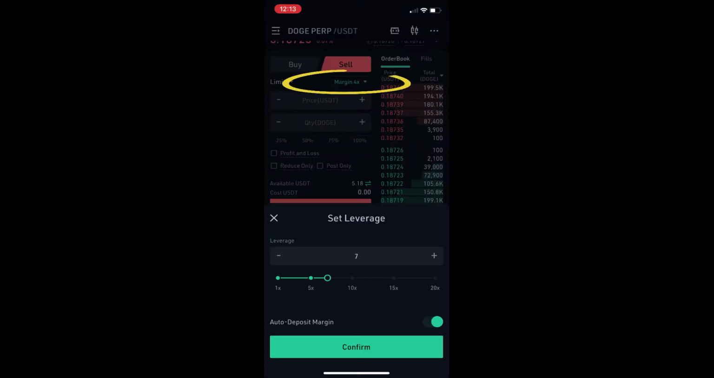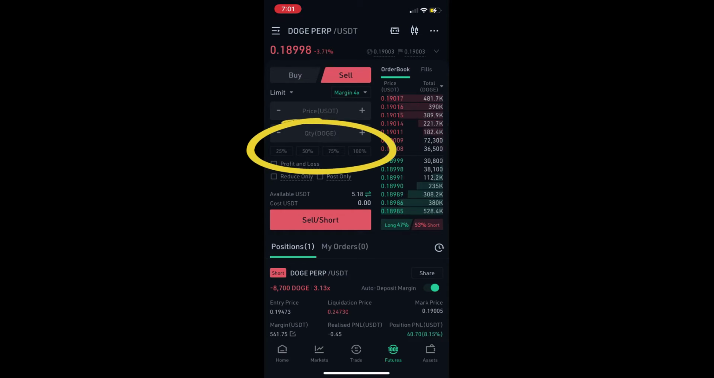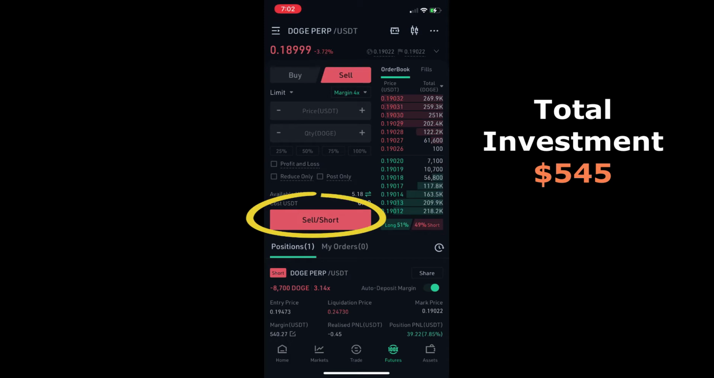I'm trading with a 4x margin. With this contract, I have up to 20x I could have traded with, but I'm playing it safer by just trading with a margin of 4x. In the quantity box, I'm just going to enter a percentage of my available balance that I want to trade with. And with all that information in, I can just hit the submit button.